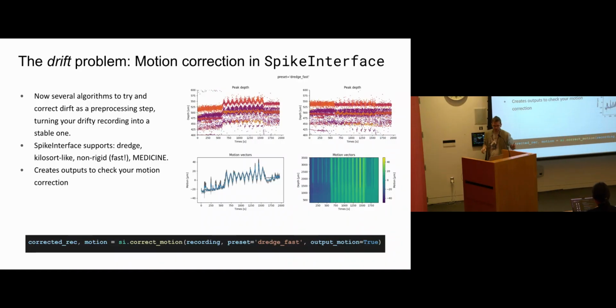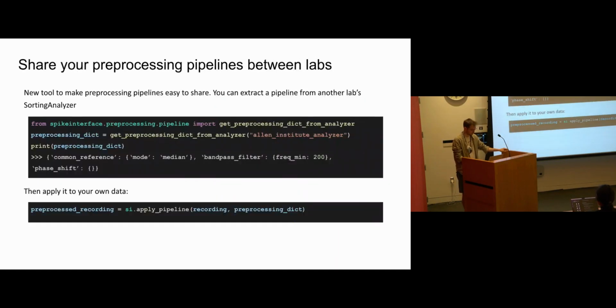We allow you to run those in this correct motion function, and it also gives some output. So you can see, here on the left, these are spike locations before motion correction and after. So you also get some visual output to see if your motion correction was successful. So that's nice. We've just added something to share pre-processing pipelines between labs. So I was talking a lot about the sorting analyzer.